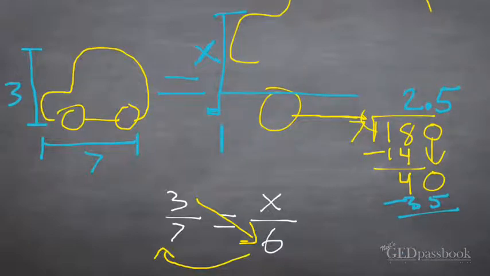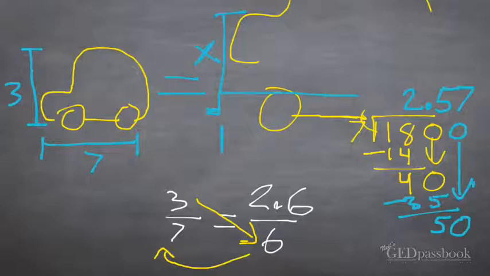And you could stop there, but if you wanted to continue, you just bring down another 0 and then do the same cycle. How many times does 7 fit into 50? Most of the time, up until the 10th place is fine, right? So if you want to leave it at 2.5, it's fine, or 2.6, whatever. But pretty much your x, the missing piece, is 2.5. We're going to round it up to 2.6 for right now.